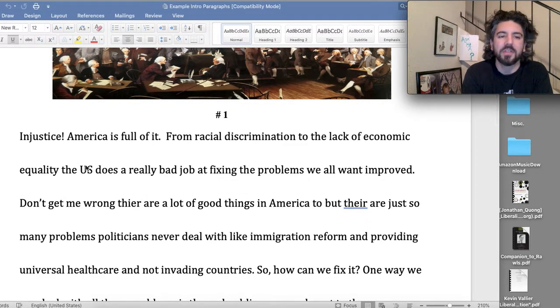So we have here, "Injustice." That's wrong. That's a fragment sentence. And you don't need a hook. You just want to start your introduction paragraph with what the paper's about, which we'll see in the next paragraph.